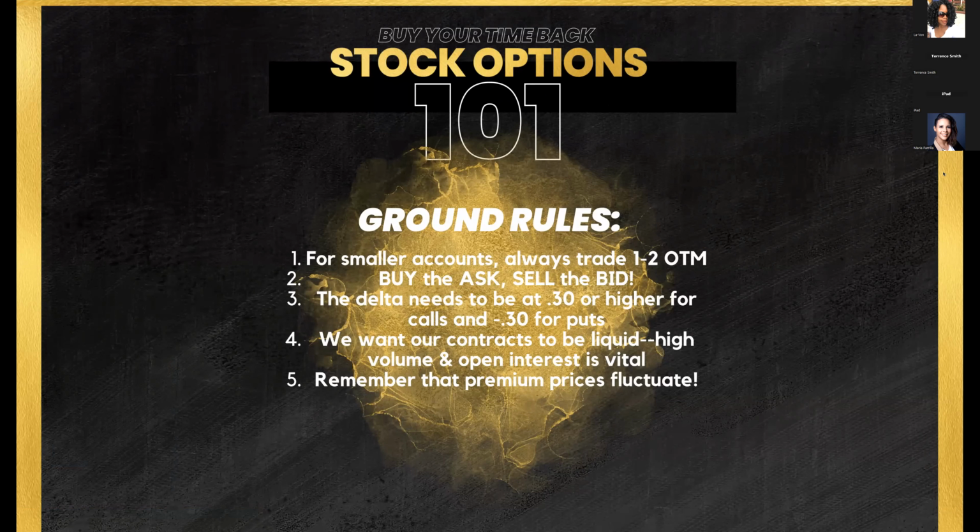For smaller accounts, you always trade 1 to 2 out of the money. Not 3, not 4, not 5. Trust me, you don't want to do this. 1 to 2 out of the money. Second point, I definitely suggest you write this down. I'll stay on this slide a little bit longer. Or if you want to take a screenshot, do what you need to do. I definitely recommend that you write it down over screenshotting because you retain it better.